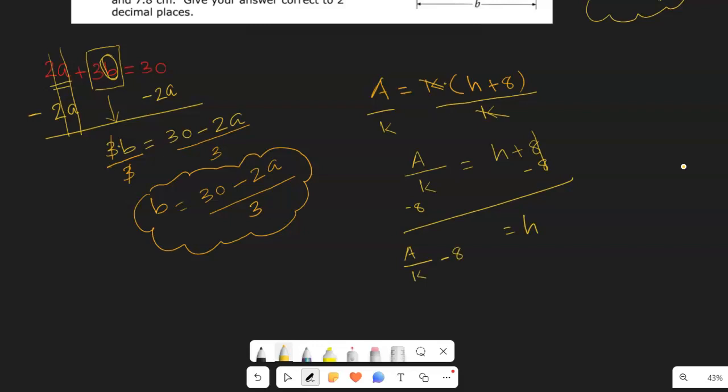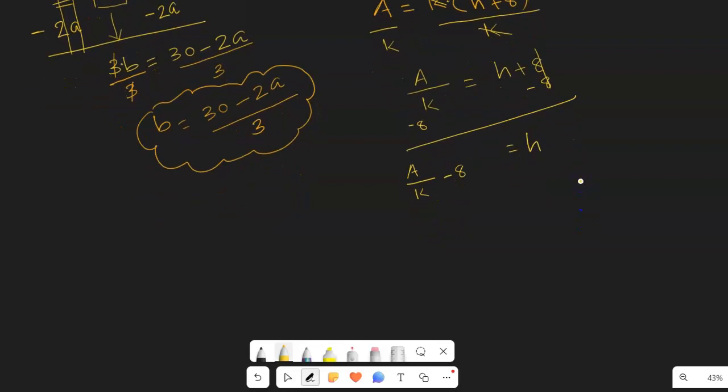This is actually the solution, but some teachers will look for a more beautiful answer. So you can rewrite this by making 1 as a denominator, cross multiply and simplify. So this is a minus 8k divided by k equal to h. So this is actually another form of your solution. So this is the procedure.